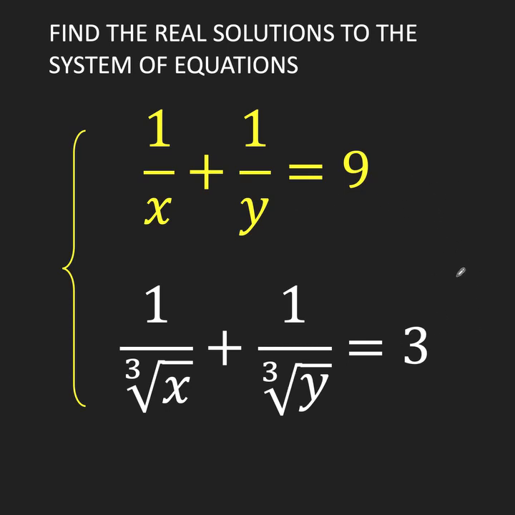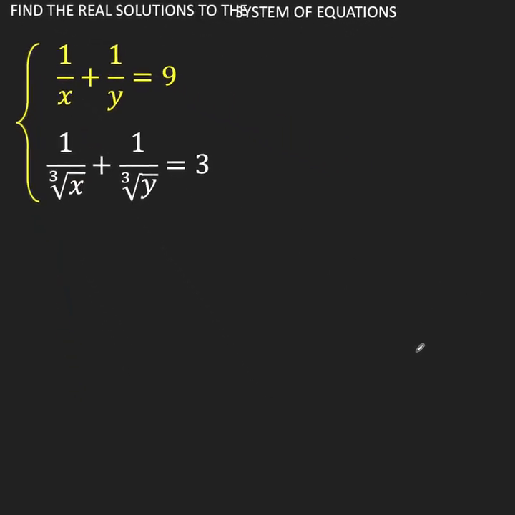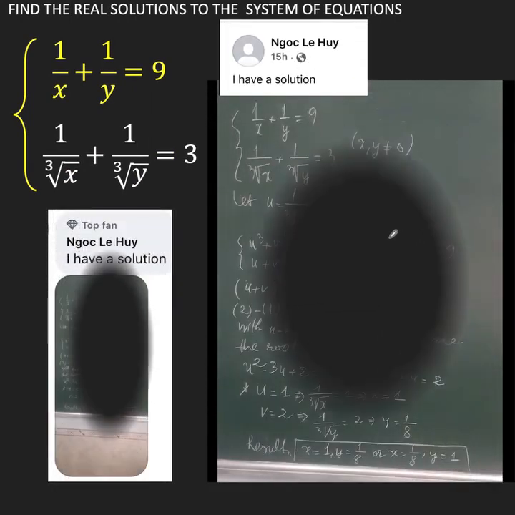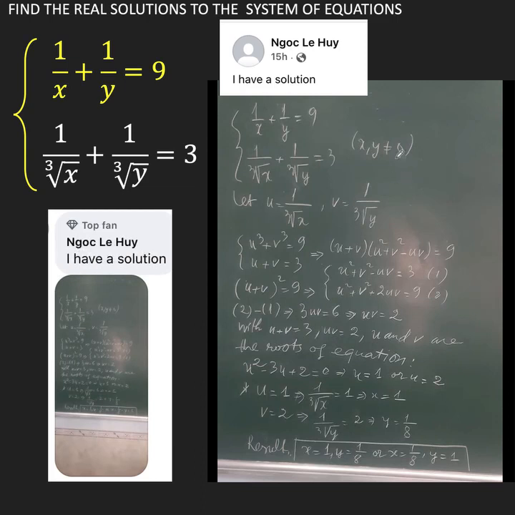I have seen different answers from our community members, and I would like to acknowledge their answers. The first one is given to us by Professor Ngok Lihoy, and here is his solution. I'm going to discuss the solution later on. His final result is x equals 1, y equals 1 over 8. But since this equation is symmetric, we can interchange x and y and still we have the same equation and still we have the same result.